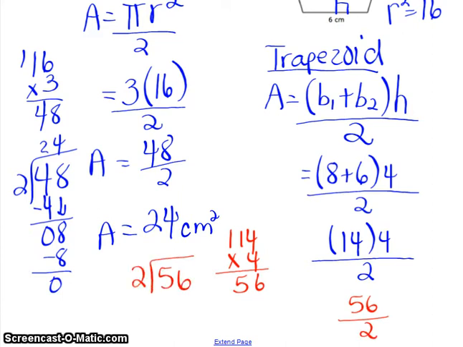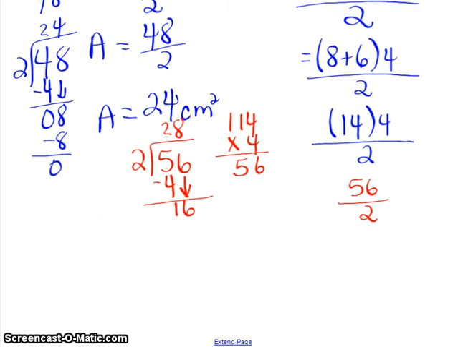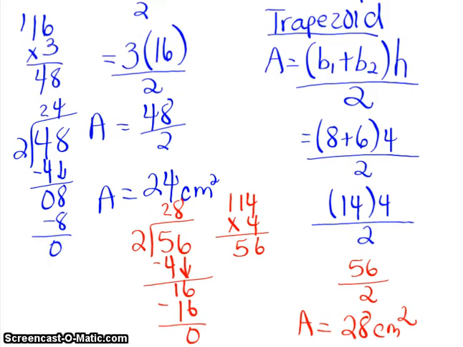56 divided by 2. 2 goes into 5 2 times. 2 times 2 is 4. When I subtract, I get 1. I bring down the 6, I get 16. 2 goes into 16 8 times. 8 times 2 is 16, and it will terminate. And so my area of the trapezoid is 28 centimeters squared. Okay, so this is the trapezoid.